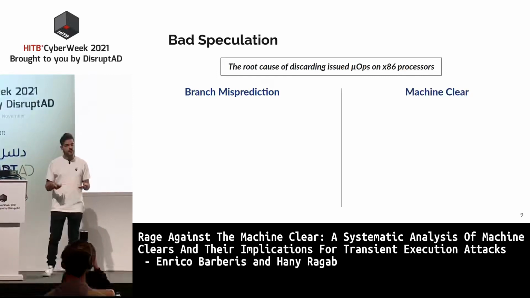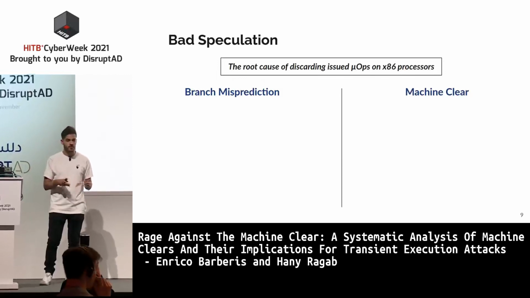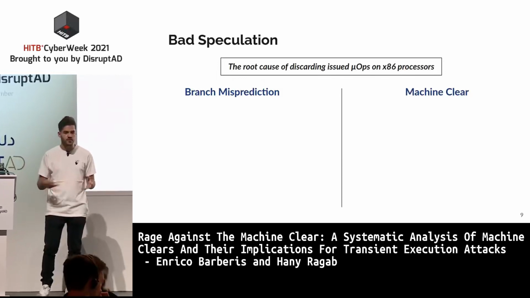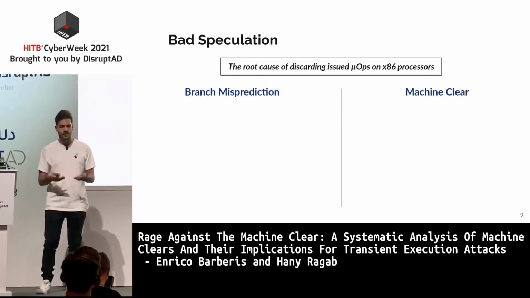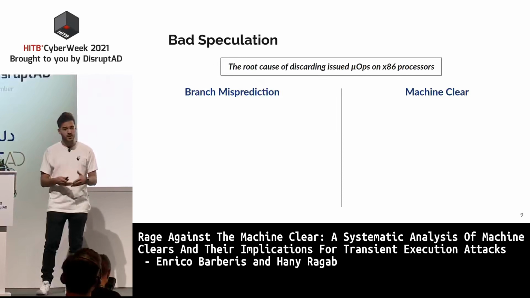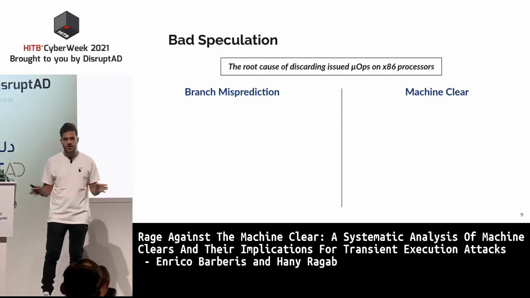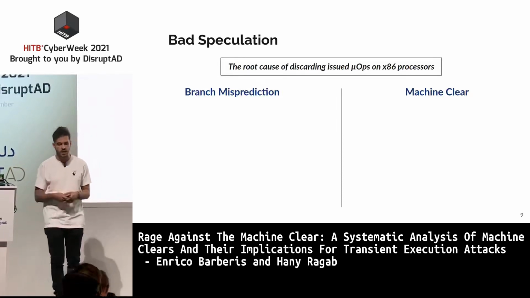And the second class is machine clear, where a machine clear condition, when it occurs, flushes the entire pipeline and resumes the execution from the last retired instruction. So it's not waiting to mispredict a branch. It's a deterministic condition that once it occurs, it flushes the entire pipeline and resumes from the last retired instruction.